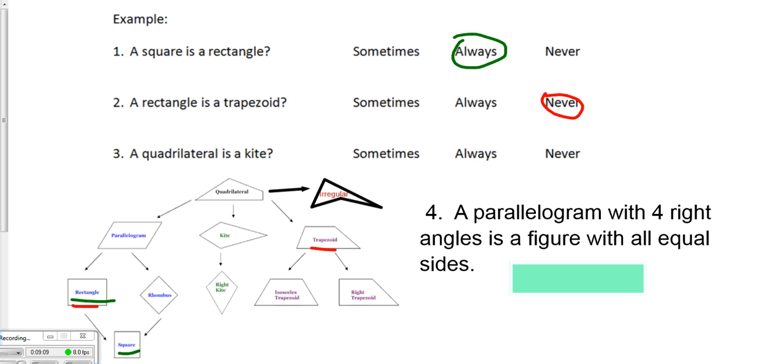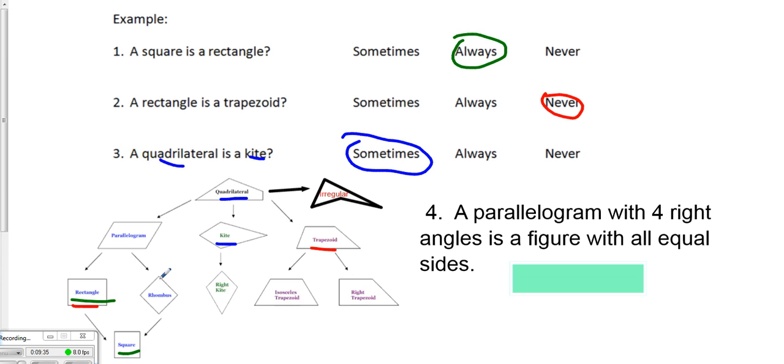A quadrilateral is a kite. Well, quadrilateral is this top one here. It's above kite. So every kite is a quadrilateral, but not every quadrilateral is a kite. But some of them are. So sometimes a quadrilateral is a kite. Okay? Now that was if we're using exact figures. So quadrilateral, kite, trapezoid, rectangle, square.